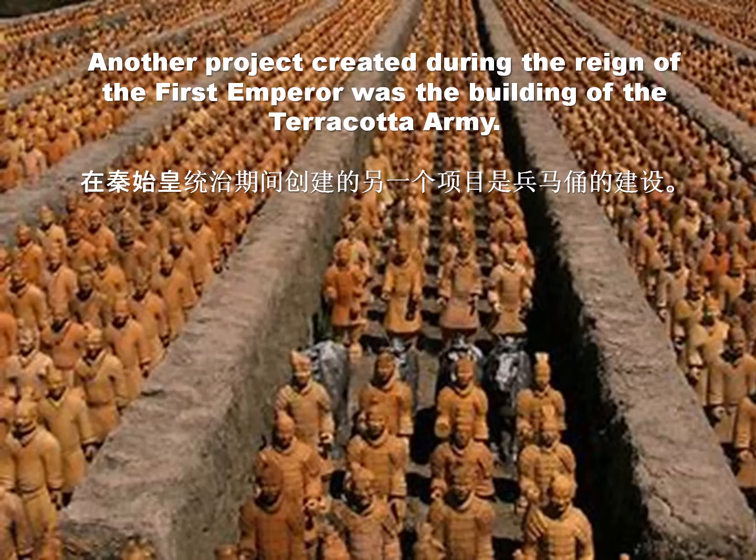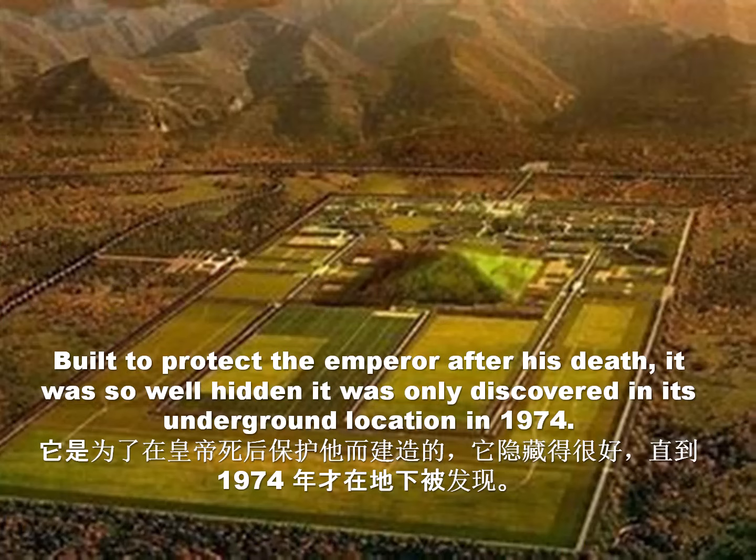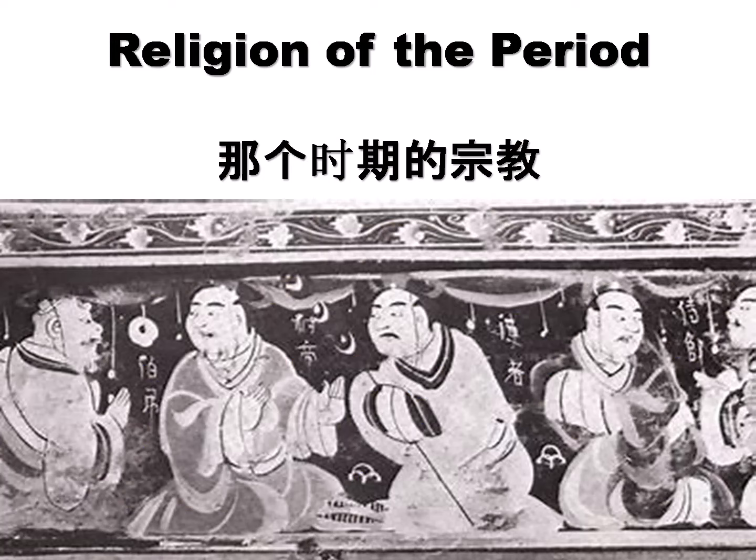Another project created during the reign of the first emperor was the building of the Terracotta Army. Built to protect the emperor after his death, it was so well hidden it was only discovered in its underground location in 1974. Religion of the period.